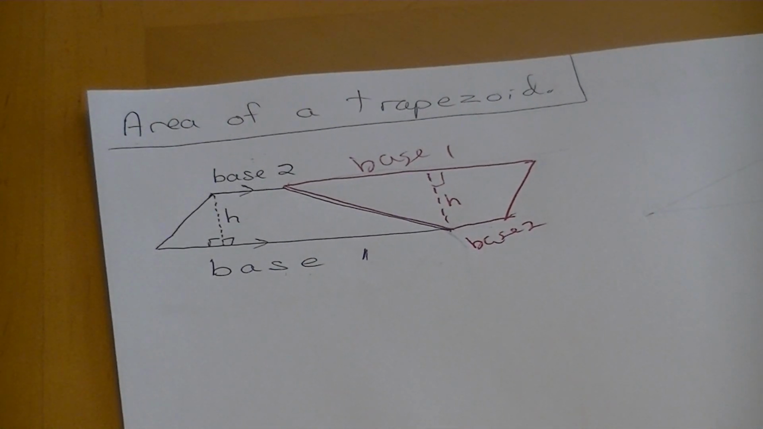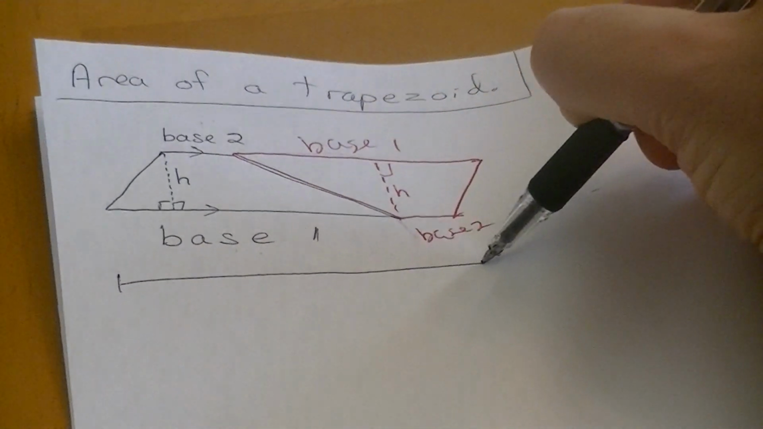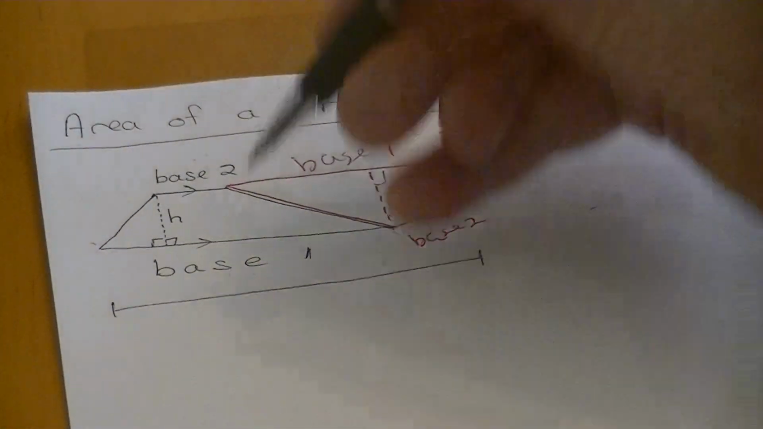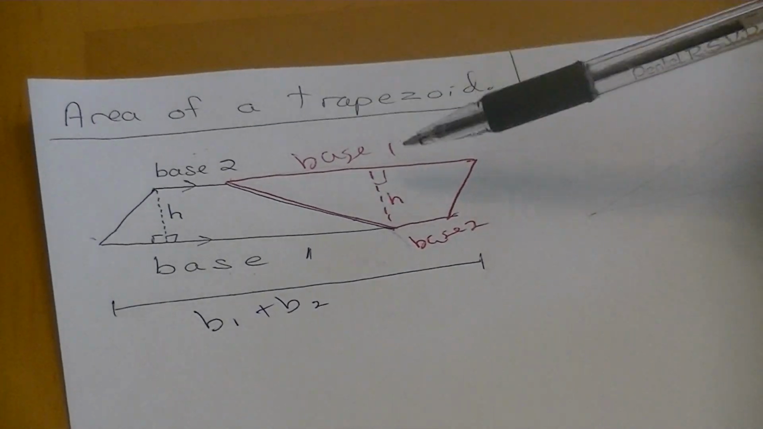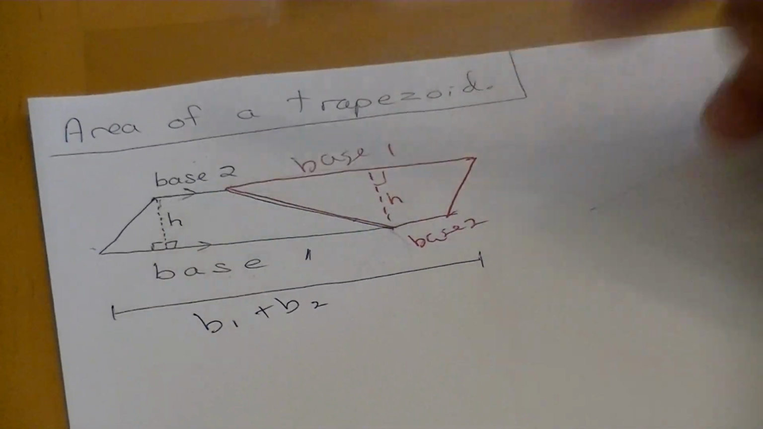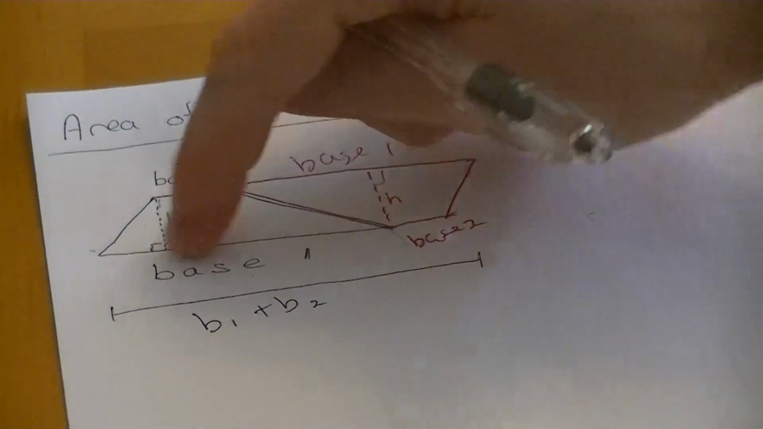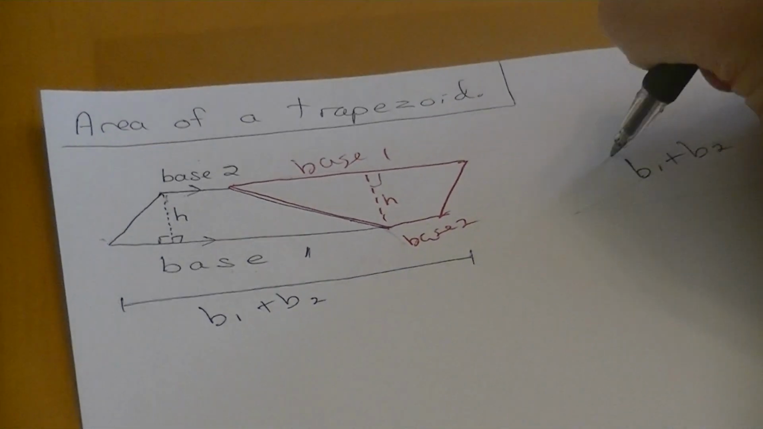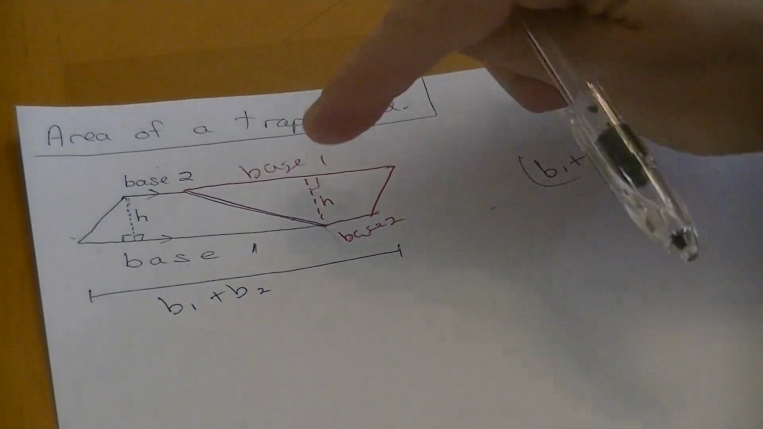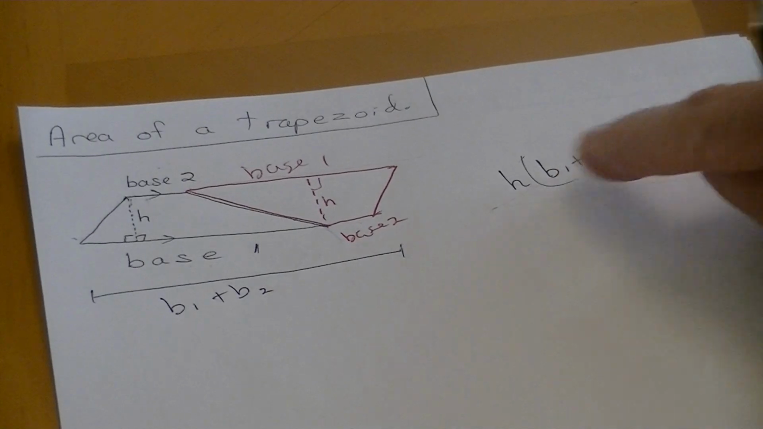But together they form a parallelogram. Both pairs of opposite sides are congruent. The bottom of this parallelogram has a length of base 1 plus base 2. And the height of this parallelogram is this perpendicular segment length here. So the area of this whole parallelogram would be this entire base times the height of the parallelogram, which is that h. So the entire base times the height.